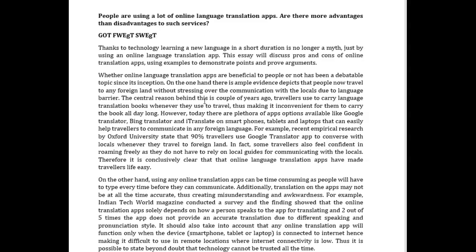For example, recent empirical research by Oxford University states, with an S, that 90% of travelers use Google Translator app to converse with locals whenever they travel to a foreign land. In fact, some travelers also feel confident in roaming freely as they do not have to rely on local guides for communicating with the locals. Therefore, it's conclusively clear that online translation apps have made travelers', apostrophe here, life easy.